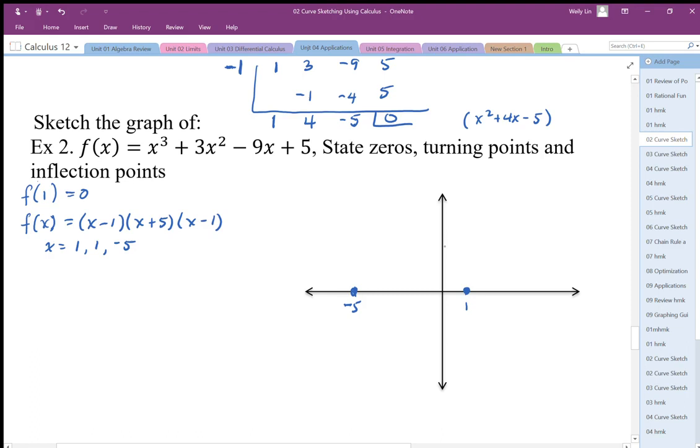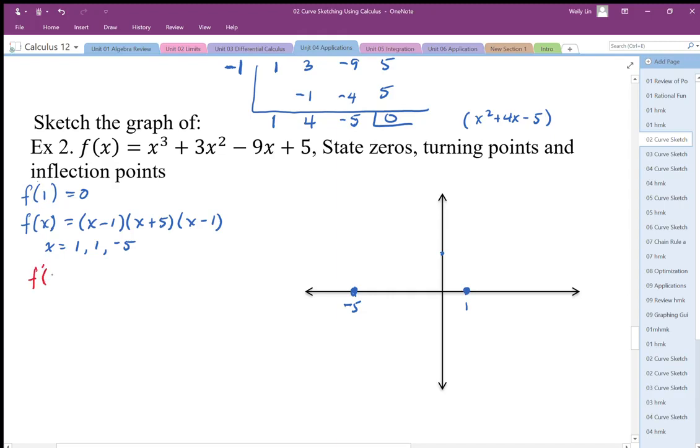Our y-intercept is going to be 5, so I'm just going to make sure that I have a pretty good idea what this looks like now. It's going to probably go through like that, bounce like that. Okay, but we still want to find our max and min. We kind of know that's going to be our min because it's a bounce. But we're going to find it using calculus, and we're also going to find an inflection point.